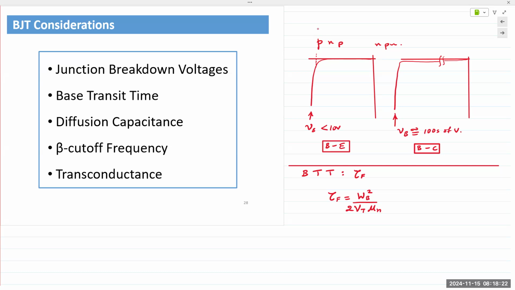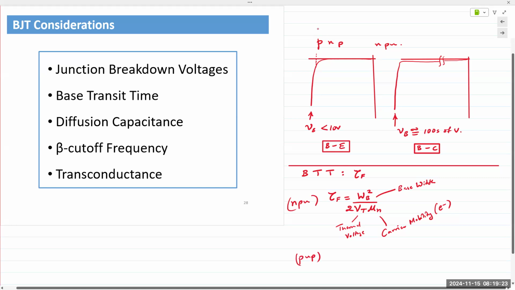So let's break it down. WB is the width of the base, which makes logical sense, since it's a physical crossing over. VT is the thermal voltage. And mu n is the carrier mobility. In this case, it's the n carriers, meaning the electron mobility. If this was a PNP transistor, the mu n would be replaced with mu p. So this is for an NPN transistor. For a PNP transistor, it is the same equation.